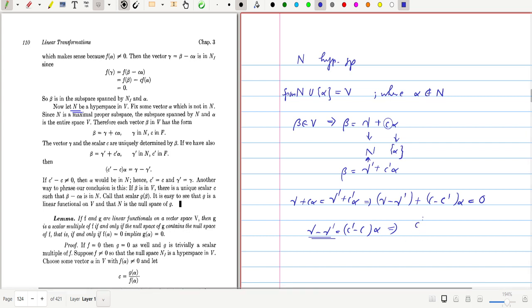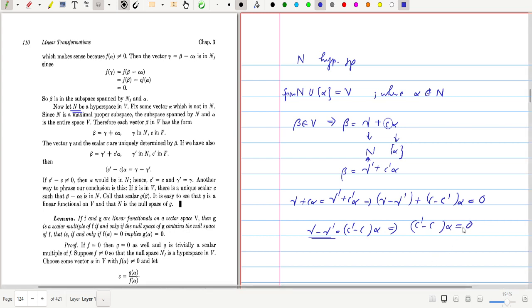That is a contradiction if this C prime minus C is non-zero. Clear? Because if this is non-zero, you can say that alpha is an element of N by dividing with this. So that will be a contradiction, because we started with alpha which is not in this N. So this implies that C prime minus C equal to 0. Consequently, C is equal to C prime.